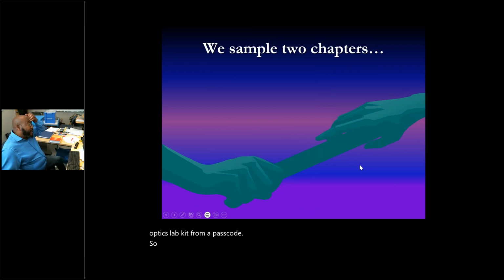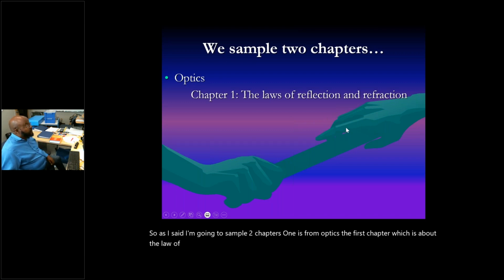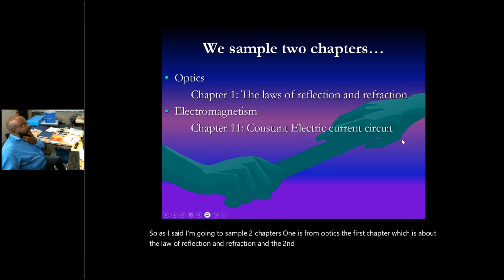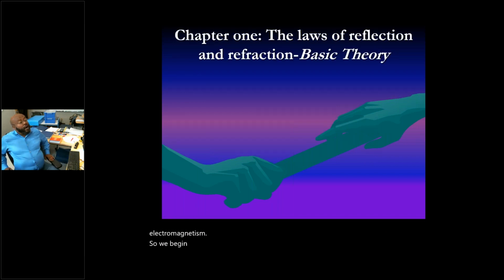So as I said, I'm going to sample 2 chapters. One is from optics, the first chapter, which is about the law of reflection and refraction. And the second sample that I'm going to consider is chapter 11, constant electric current circuits, from electromagnetism. So we begin with chapter 1, the law of reflection and refraction.